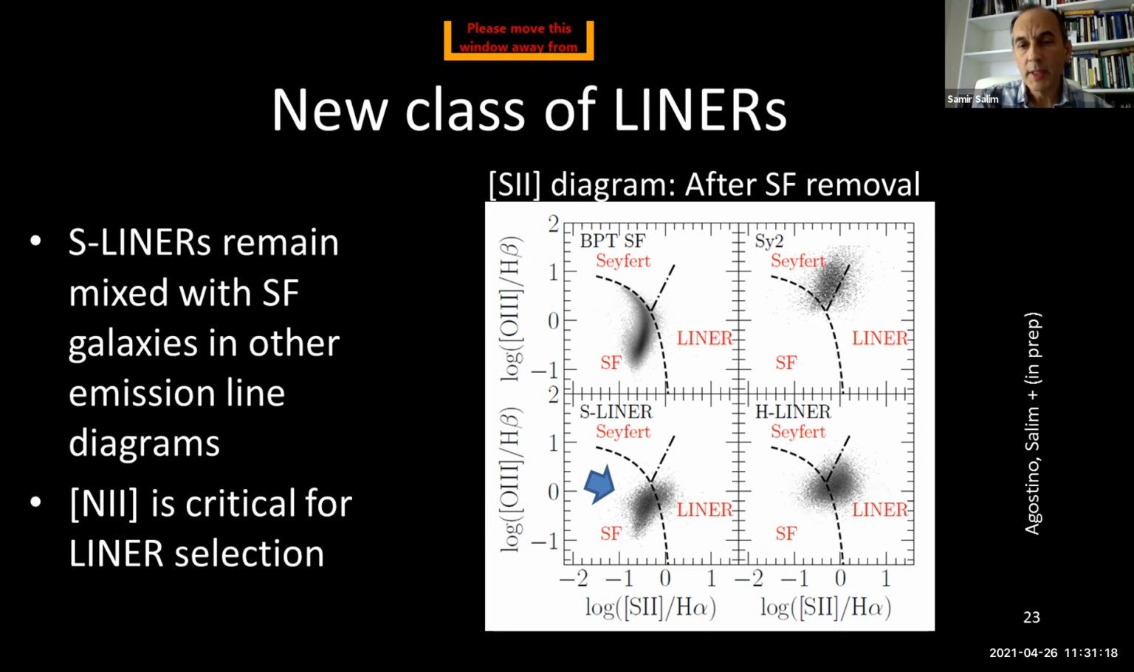And this sample, of course, is just general Sloan, and we could also focus only on manga, which is a much smaller sample, of course. But we could maybe then see if we can make some further distinctions between the ones that have more extended LINER emission and the ones that are more centrally concentrated. That would be really cool.